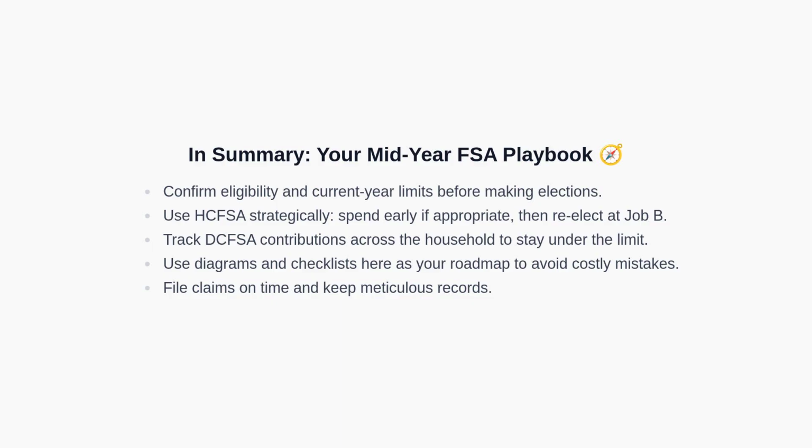To summarize, verify eligibility and current year limits before making elections. Use the HCFSA strategically if it aligns with your needs and plan rules. And consider a second election at Job B if you switch mid-year. Carefully track Dependent Care FSA contributions across your household to avoid exceeding the limit. Refer back to the timeline, flowchart, and checklist we provided. Always submit claims on time and keep accurate records.